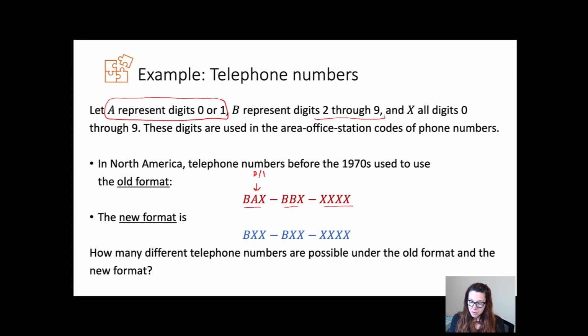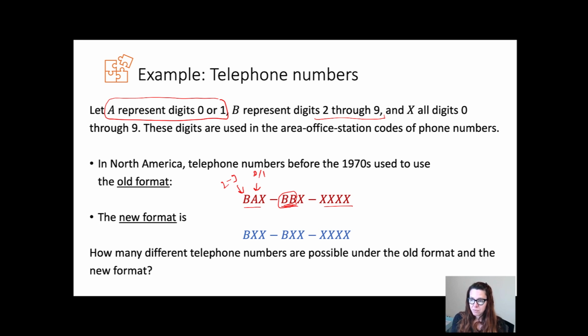In North America, telephone numbers before the 1970s used an older format, and that was BAX, BBX, XX, XX. So that means that first digit could be any number 2 through 9, right? And then these guys here could be 2 through 9, and then all the rest of them could be any digit. You can see an example, like 902, the Halifax area code, that fits that, right? However, you might note there are new area codes that don't have that. You may have one. I have a cell phone that doesn't start with 902.